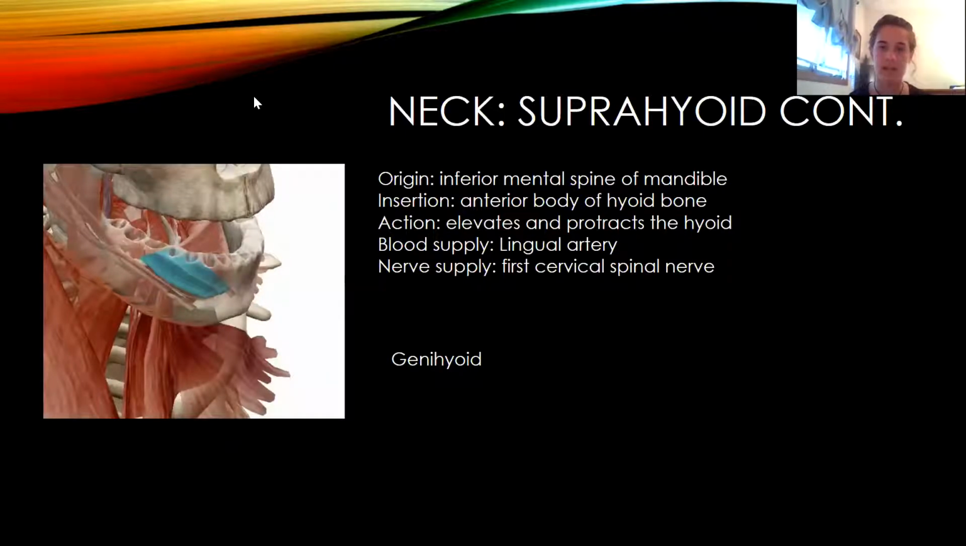All right, so next we have the geniohyoid, which is better known as the tongue muscle right here. The origin is the inferior mental spine of the mandible. The insertion is the anterior body of the hyoid bone, and the action is that it elevates and protracts the hyoid. The blood supply is the lingual artery, and nerve innervation is the first cervical spinal nerve.